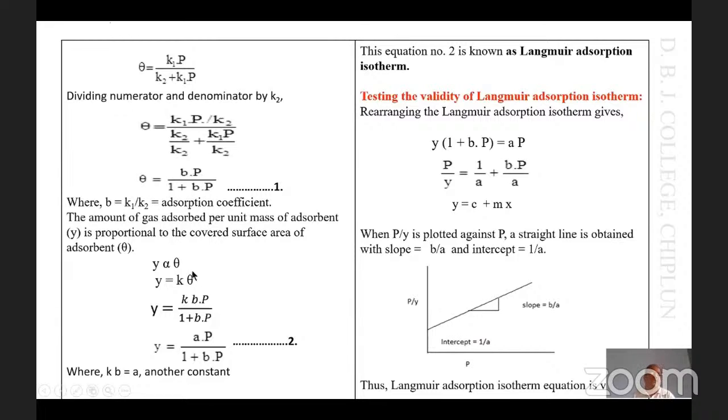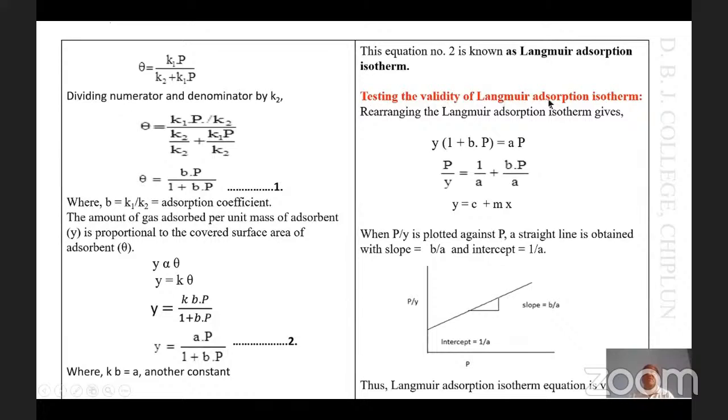Let us substitute the value of theta from equation number 1. So we'll get Y is equal to K B into P divided by 1 plus B into P. Now we can write this equation as Y is equal to A into P divided by 1 plus B into P, where A is another constant which is equal to K into B. This equation number 2 is known as the Langmuir adsorption isotherm.